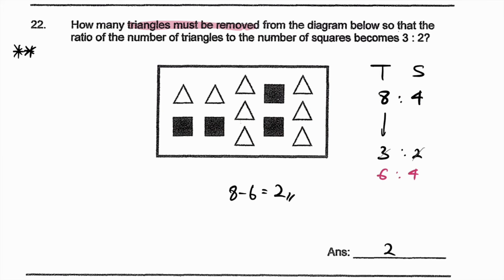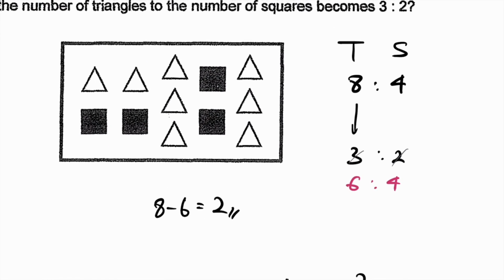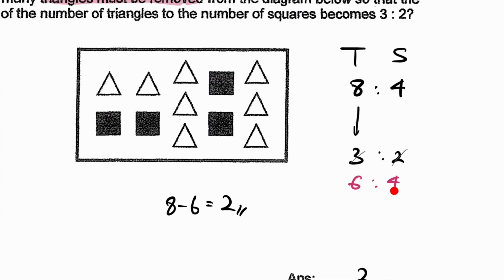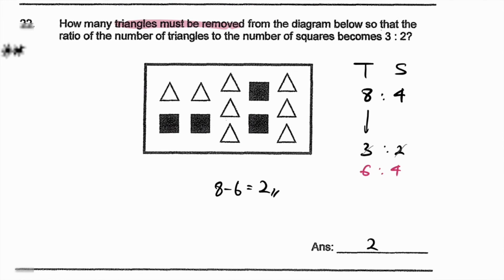If the final ratio is 3:2, and we know the squares remain unchanged, then let's have 4 squares in the end. So I'm going to multiply by 2, multiply by 2. That's 6:4. Now, doesn't that tell me that a total of 2 triangles were removed? Well, that's the answer. This is one side unchanged for ratios.